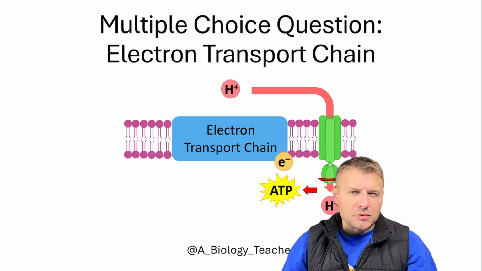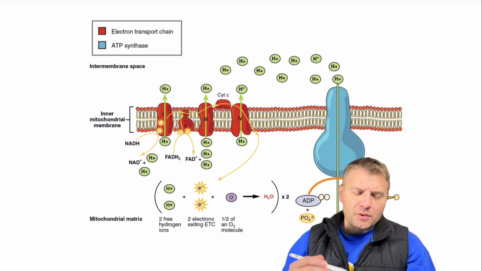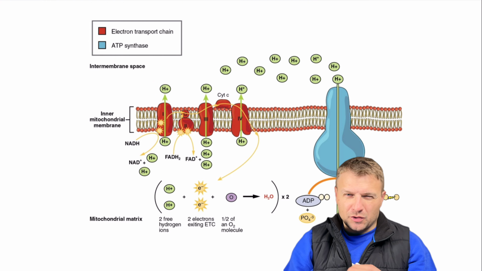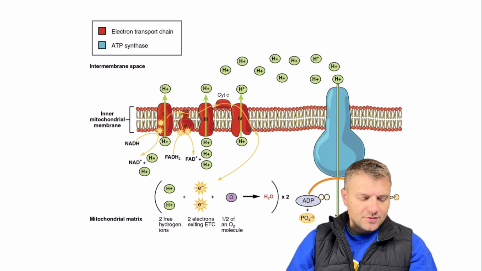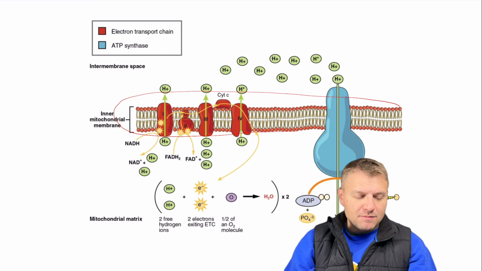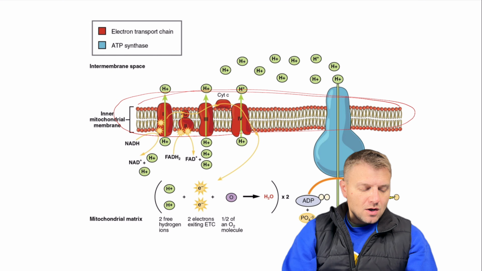Let's go over these three multiple choice questions about the electron transport chain of cellular respiration. Before we jump into the questions, let's just do a quick review of this process. Remember, this is going to occur along the intermembrane of the mitochondria. We're going to have two molecules that are going to deliver electrons to this electron transport chain. This is NADH and FADH2.